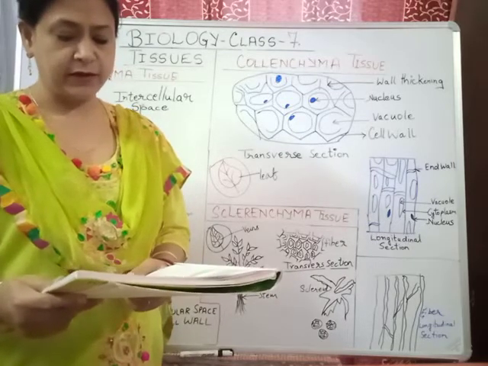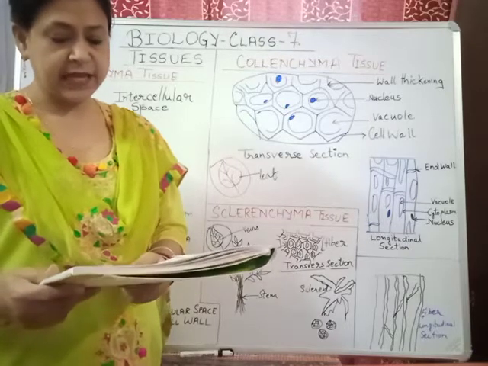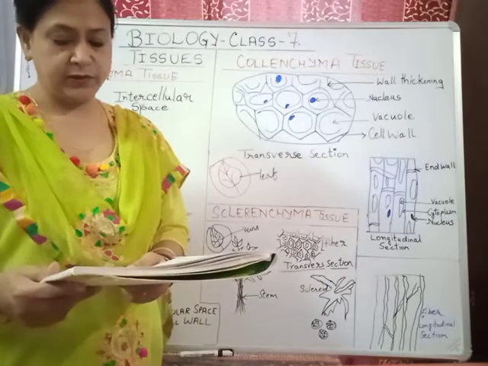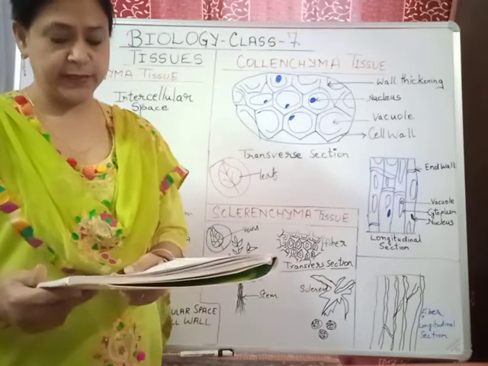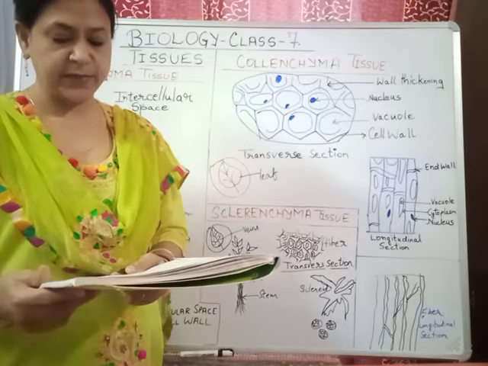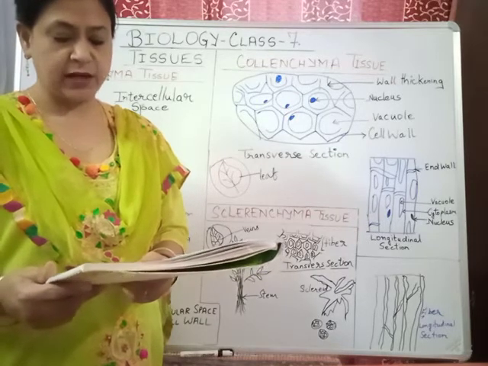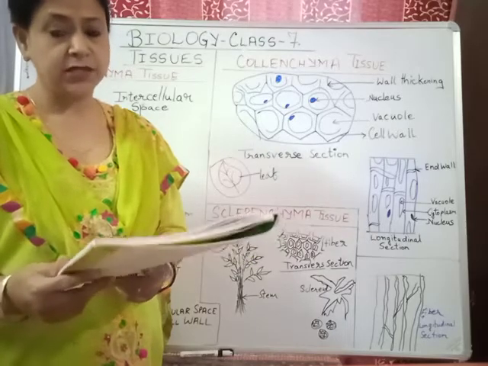Structure: parenchyma consists of simple thin-walled living cells. The cells may be oval, rounded, or polygonal. The walls of the cell consist of cellulose. Intercellular spaces are present in between the parenchyma cells. Each cell encloses a large central vacuole, cytoplasm, and a prominent nucleus.